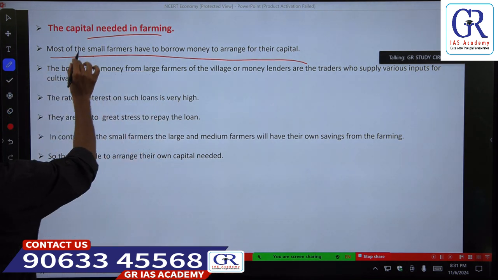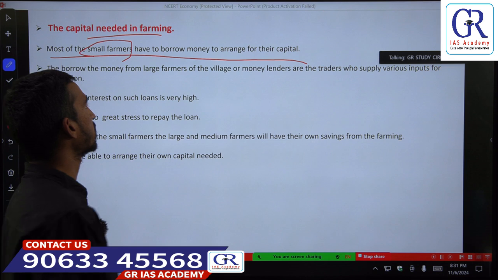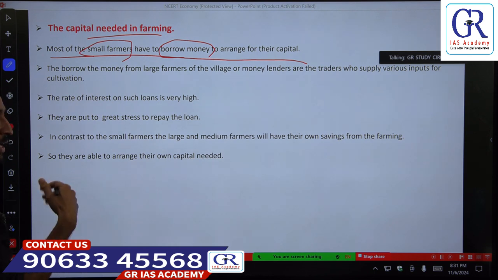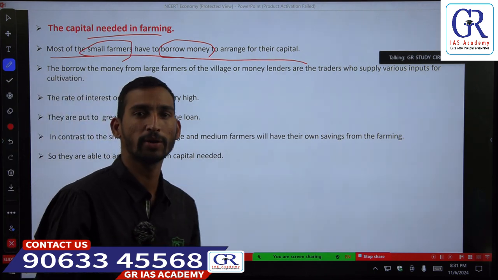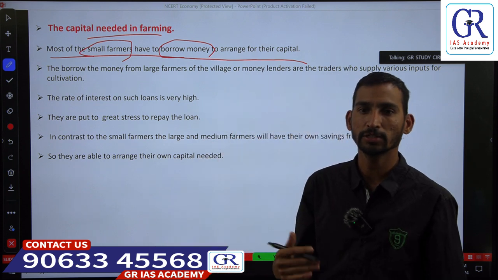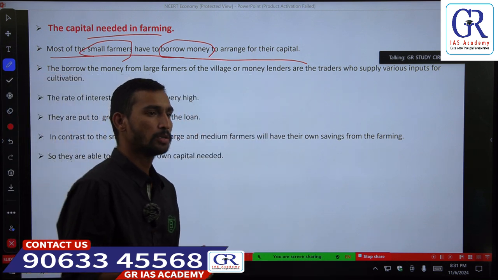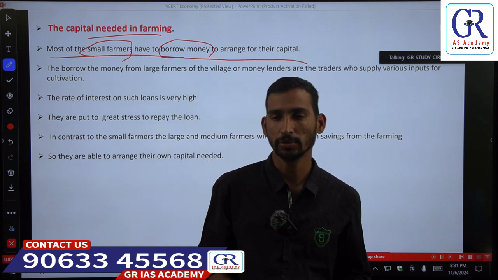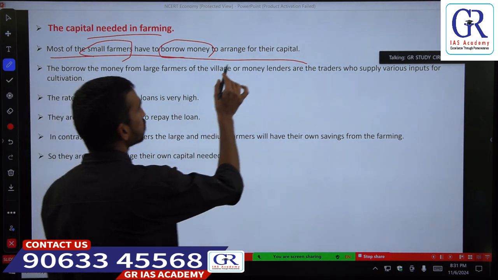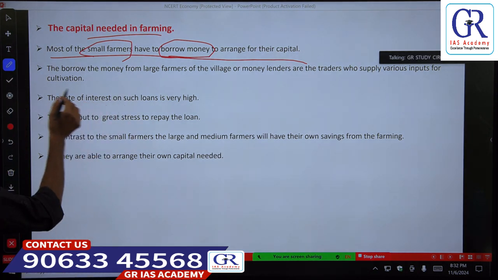For the small farmers, in order to cultivate the crop, whatever investment they have to make will come from borrowing. They have to borrow money to arrange their capital investment in agriculture. Where will they get the money? They will get it from borrowings, because they are small farmers. Due to the small size of land holdings, they are unable to make more income. Due to lack of income, they invest in the cultivation of land from borrowing.